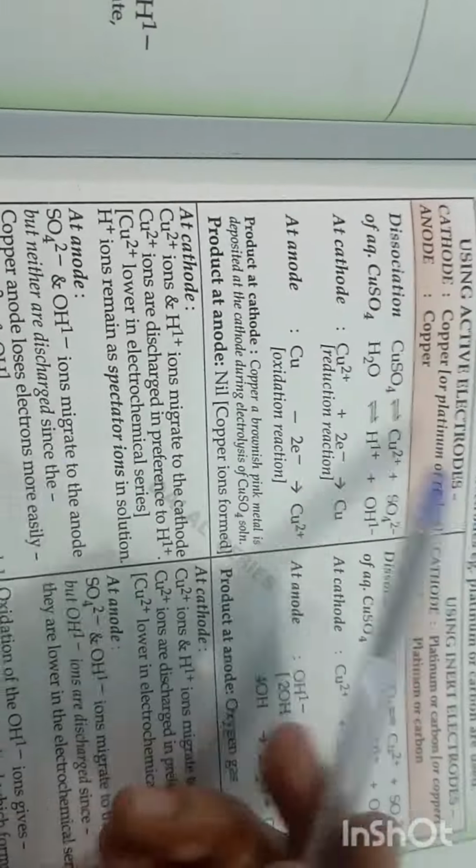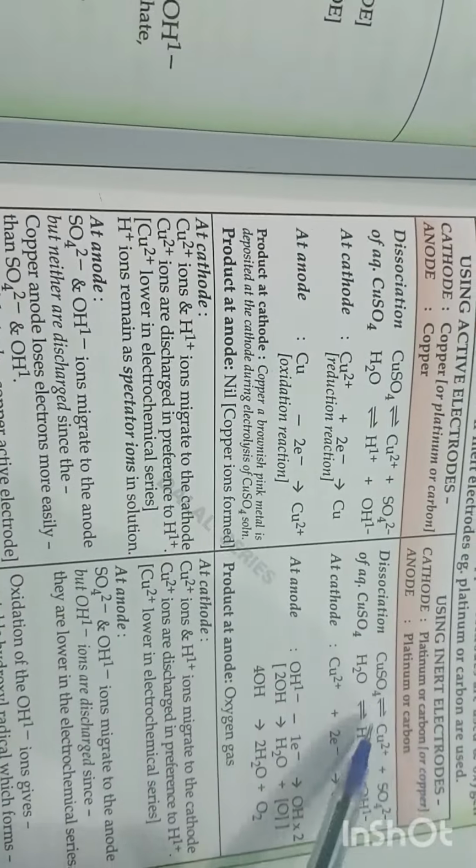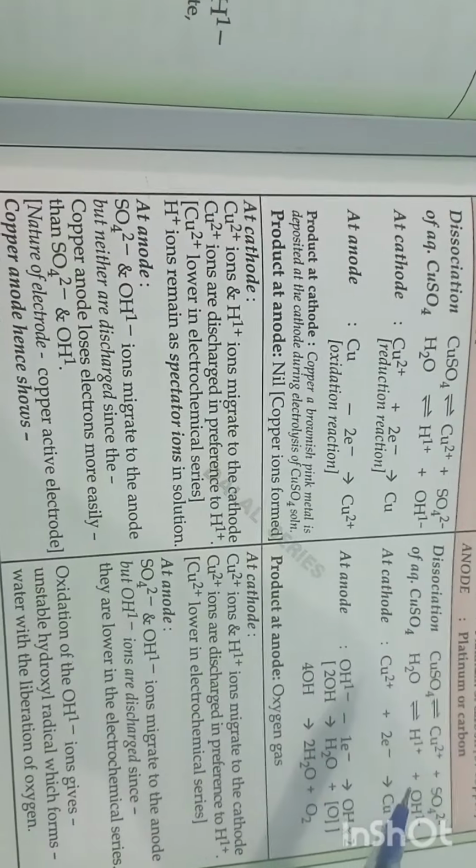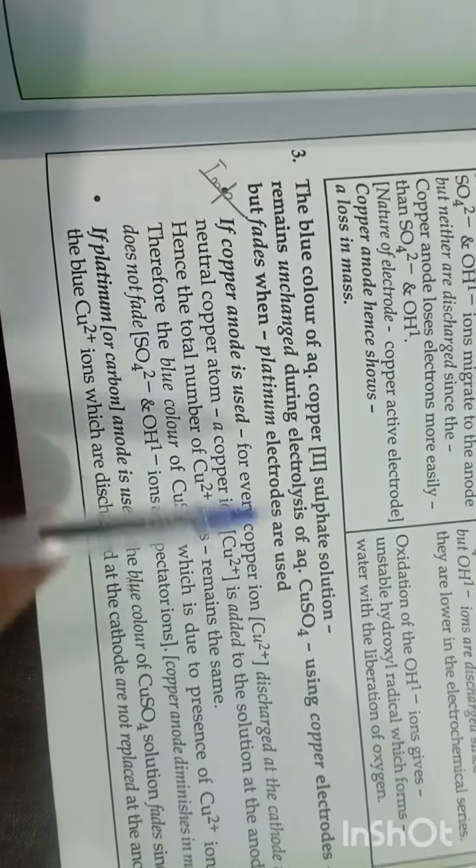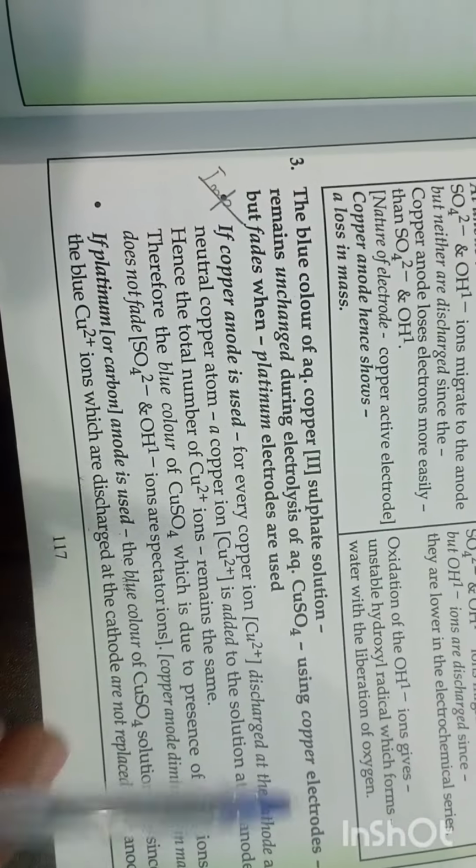Now see, here is the previous process that we have already discussed, using copper electrodes as anode and cathode. Copper is the active one and platinum is the inert electrode. It itself does not take part in the reaction. Now, the blue color of the aqueous copper sulfate solution remains unchanged during electrolysis when we are using copper electrodes, but fades when platinum electrodes are used.